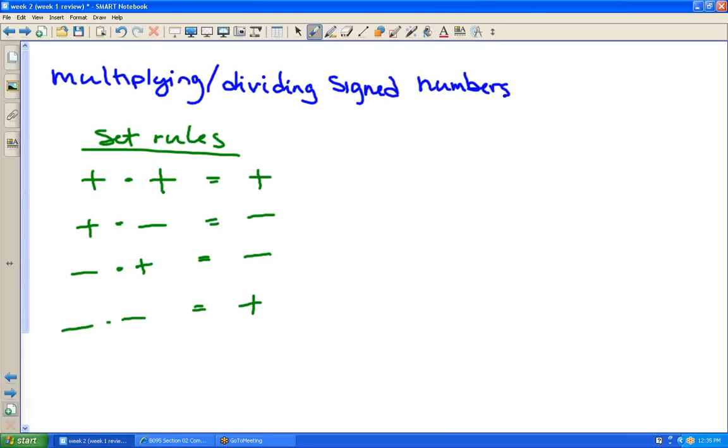So multiplying, the division works the same way. Multiplying and dividing rules are set. Don't get it confused with adding and subtracting, because with adding and subtracting you have to reason it out, and that goes with thinking staircases for me, or some people like to think of number lines.